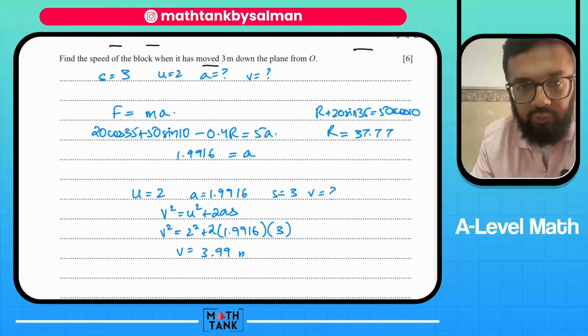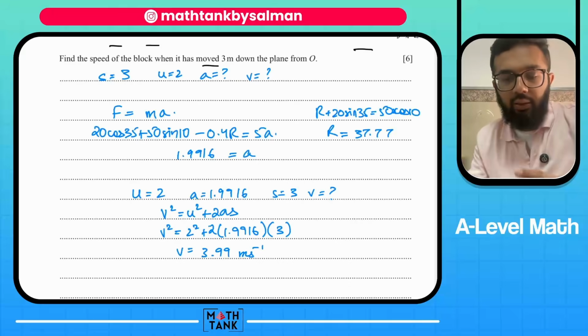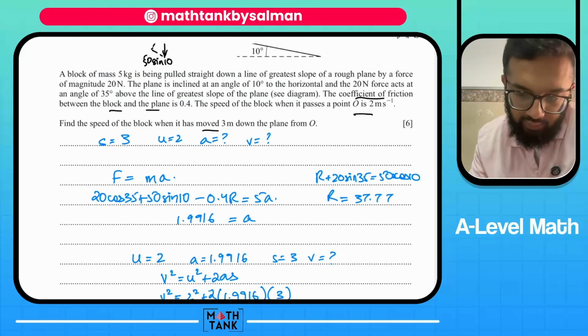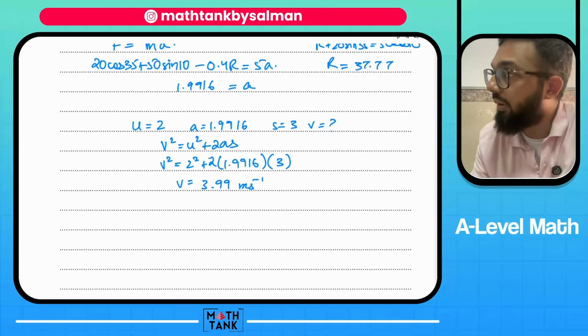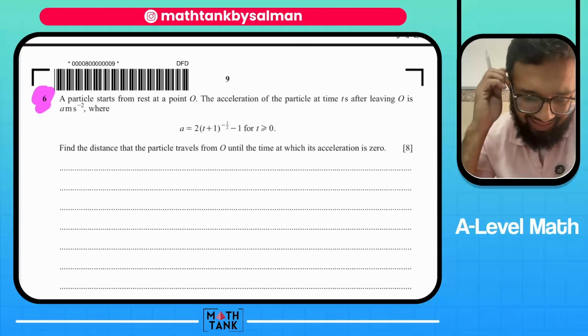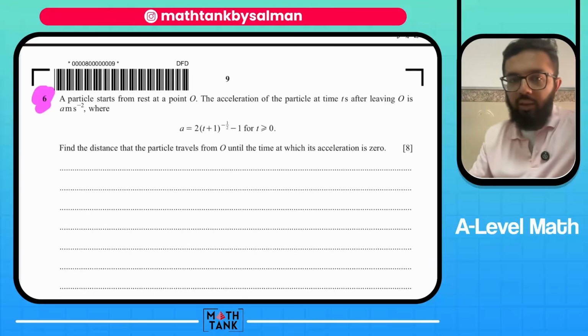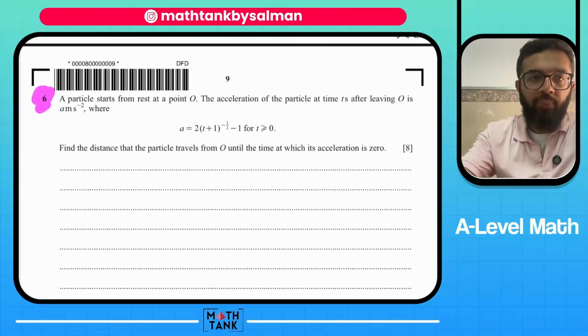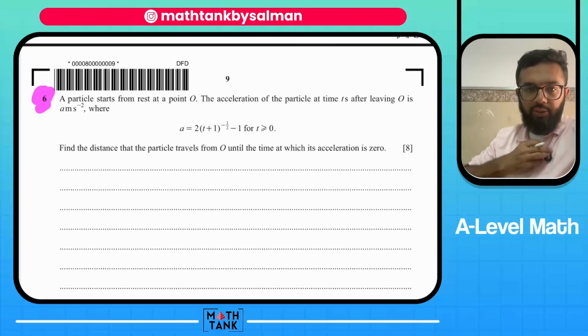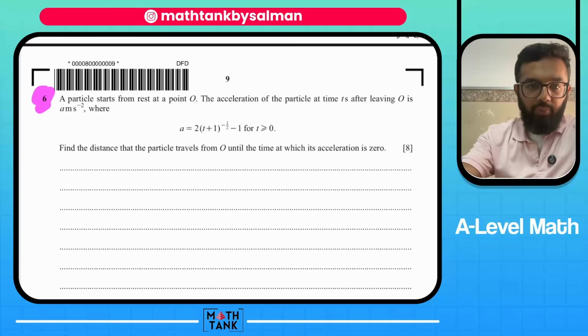So 3.99. Yes, that is the exact answer. Okay, that was easy, I think. Question 5 done. Okay, let's look at question number 6. This is a kinematics question. It is an 8-mark question, which means that I might have to do a significant amount of working to get to the final answer. I hope my mic is working.